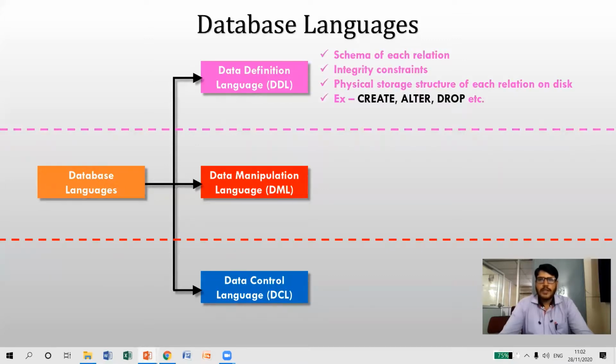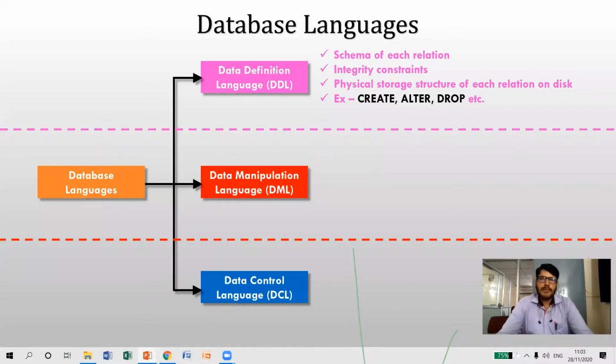Okay. So DDL languages are used in creating a schema, or we can say the skeleton structure of a relation, and it is used to provide integrity constraints on the records, and also it is used to physically create the structure on hard disk. Some of the examples of DDL languages are create, alter table, drop table, rename, truncate, etc.